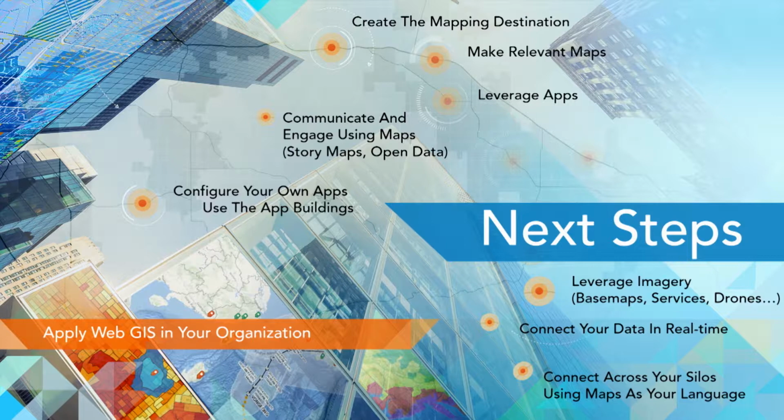But engage users. Communicate. Are you using story maps internally for your briefings? Are you using them externally for public relations and briefings? Remember the imagery. Look at what's up there. We are continually updating it. And how are you going to use your own imagery, your services, the drones that you have that you probably aren't supposed to? How do you connect your data in real time? How do you connect your data weekly, daily, minute? How do you start to update all your information? Fundamentally, you need to work across the silos in your organization using maps and geography as the language to communicate.